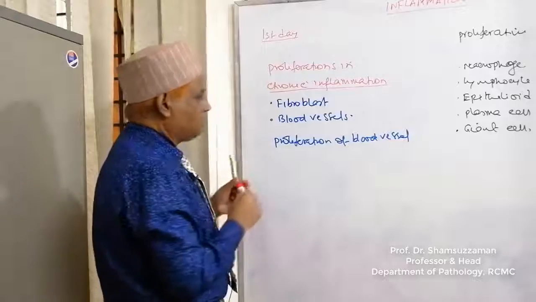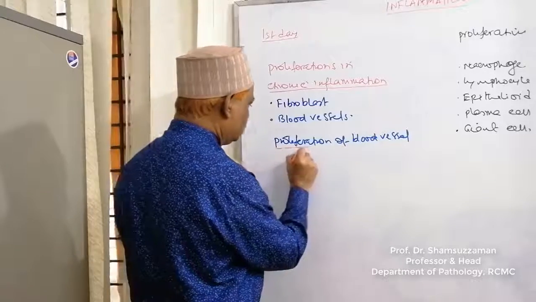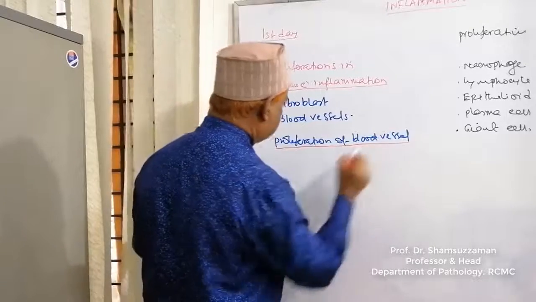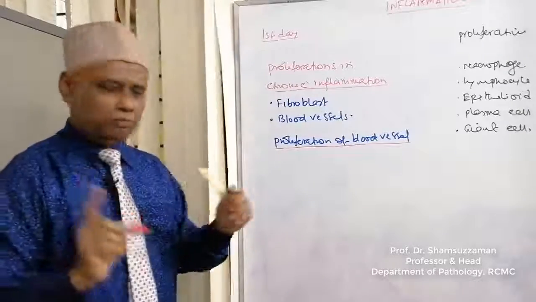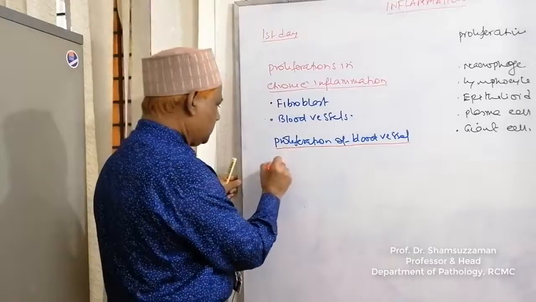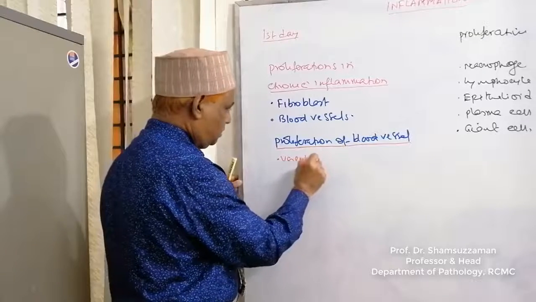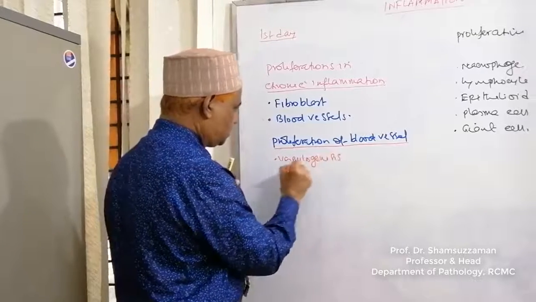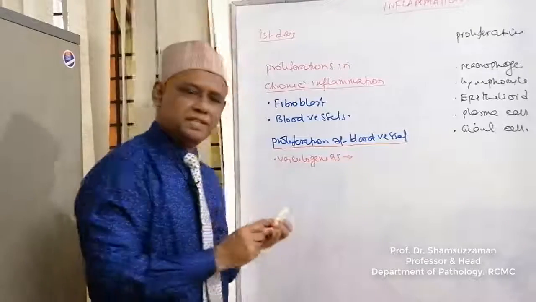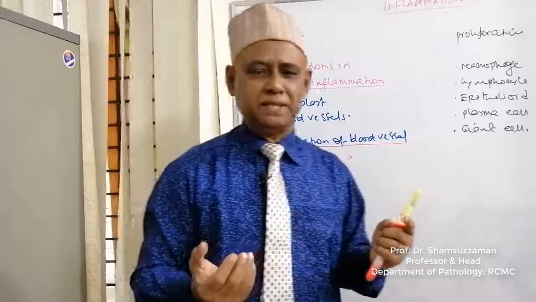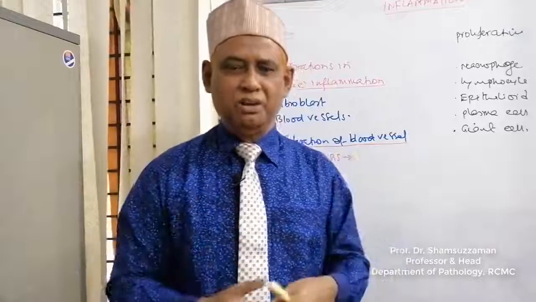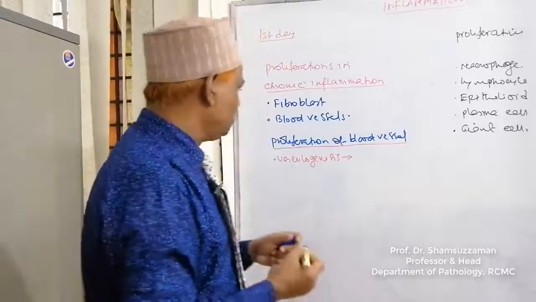What is the term for proliferation of blood vessels? There are two terms. One is vasculogenesis. What do you mean by vasculogenesis? The proliferation of blood vessels in intrauterine life is called vasculogenesis.